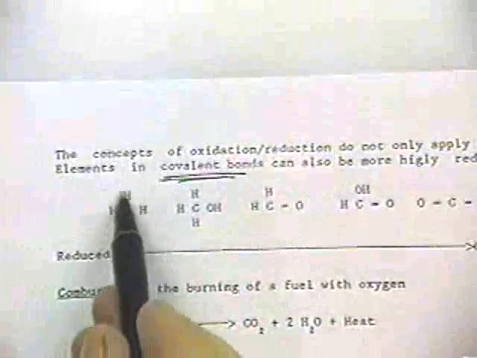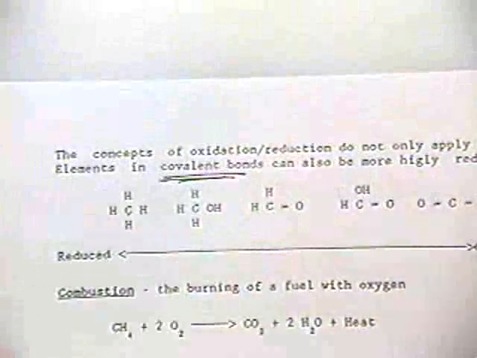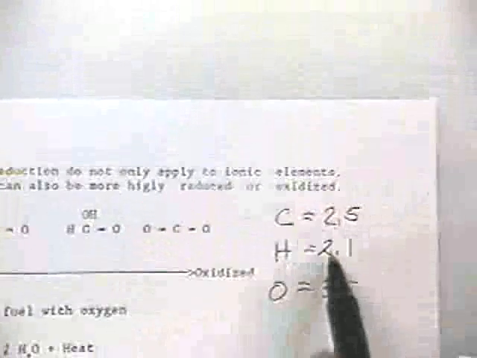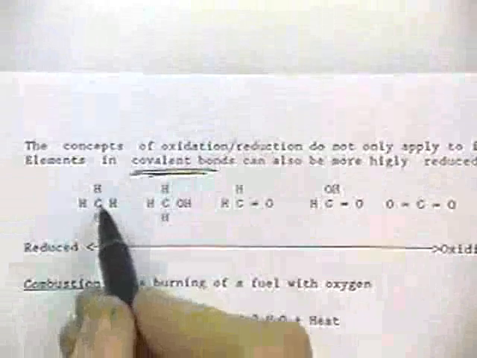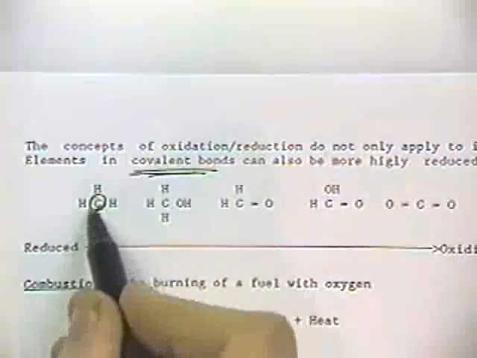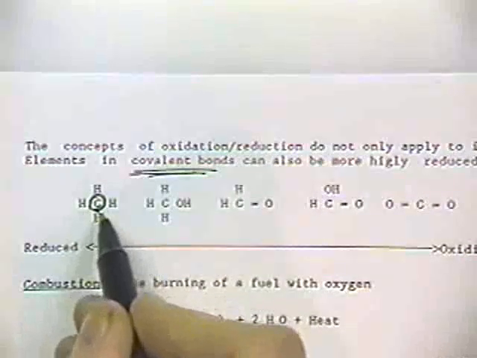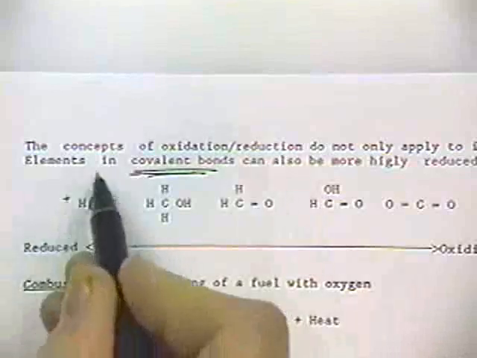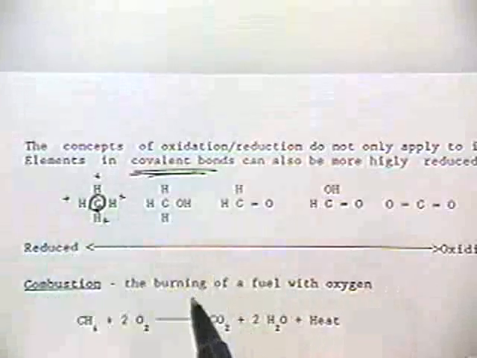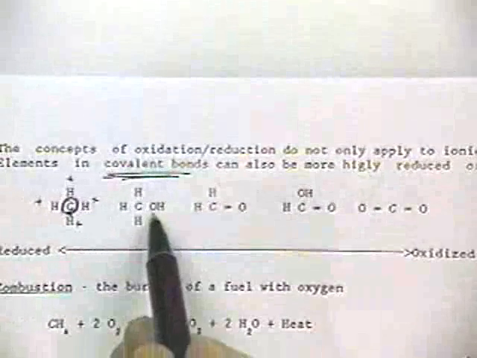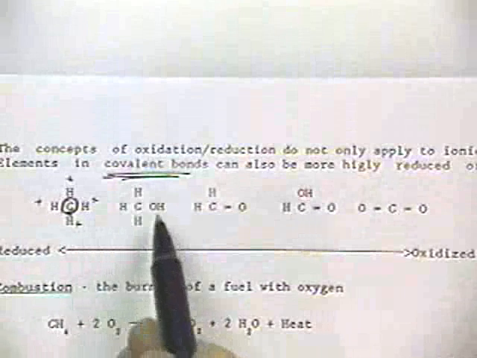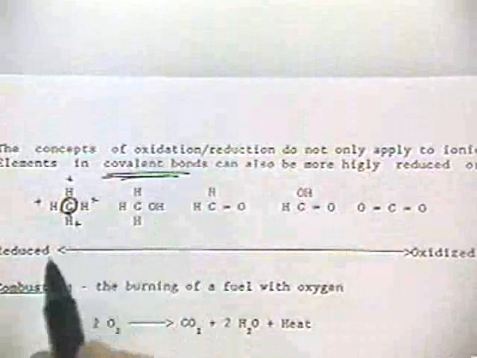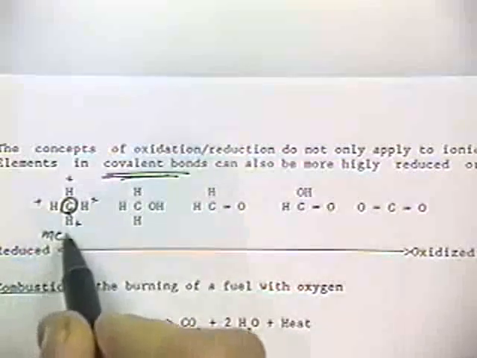Now, let's take a look at the carbon. This carbon is surrounded by 4 hydrogens. The carbon is more electronegative than the hydrogen. So what's going to happen is the electrons are going to spend a little bit more of their time around the central carbon, and these hydrogens are going to have a slight positive charge as a result. By the way, this is methane.